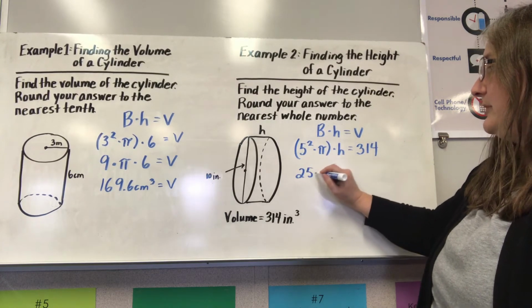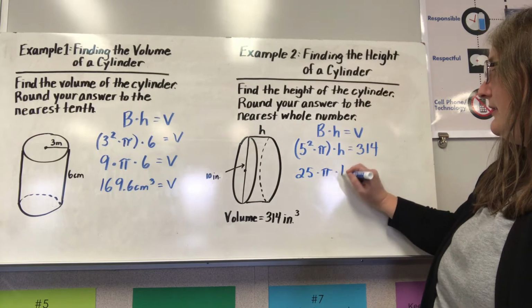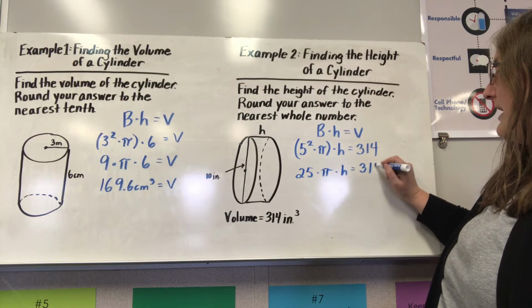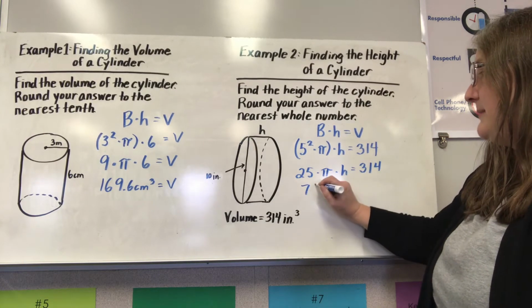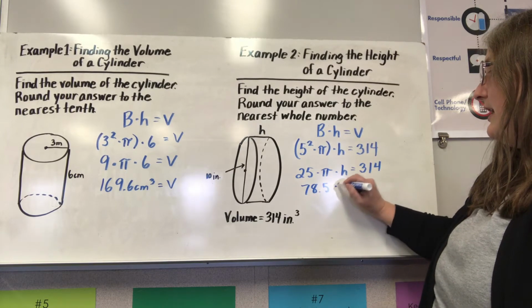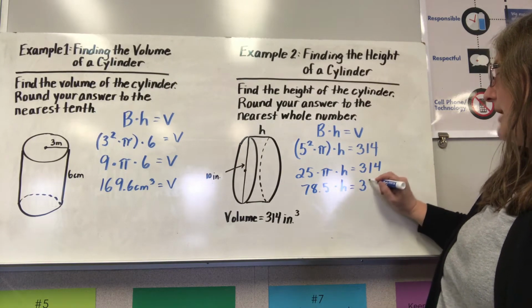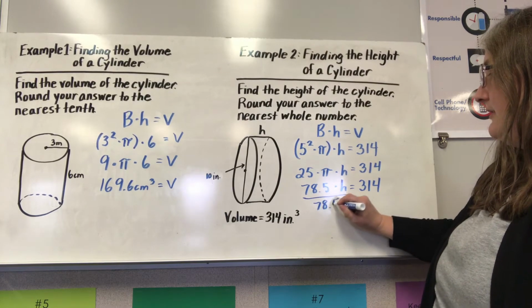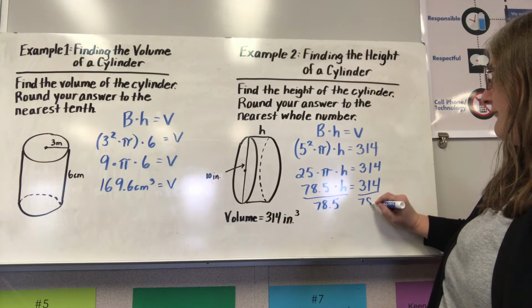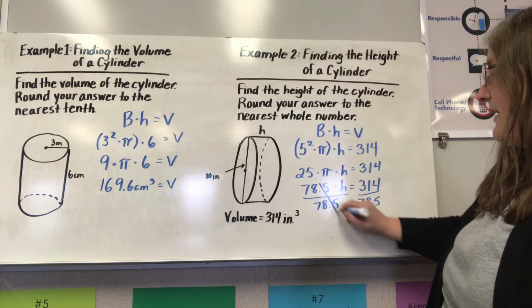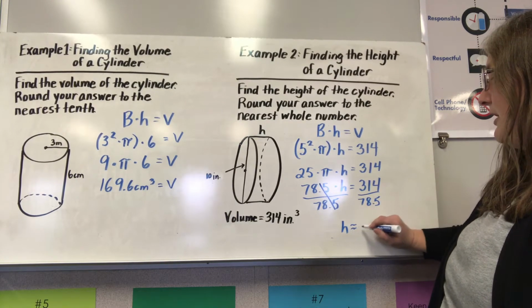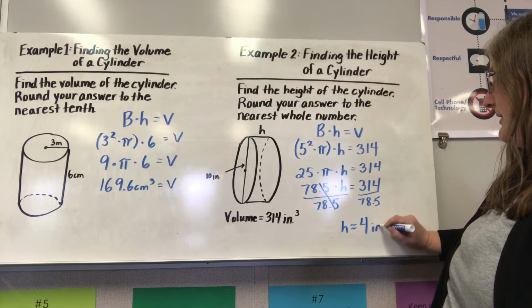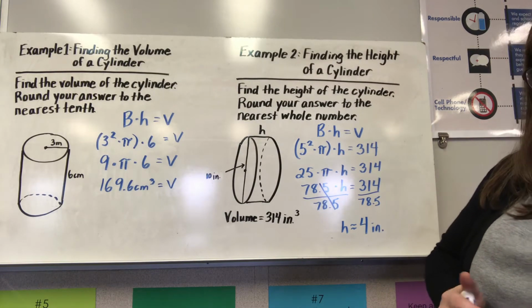So 5 squared gives me 25. 25 times pi is approximately 78.5. And in order to solve for h here, on both sides I'll divide by 78.5. And 314 divided by 78.5, rounded to the nearest whole number, gives us a height of approximately 4 inches.